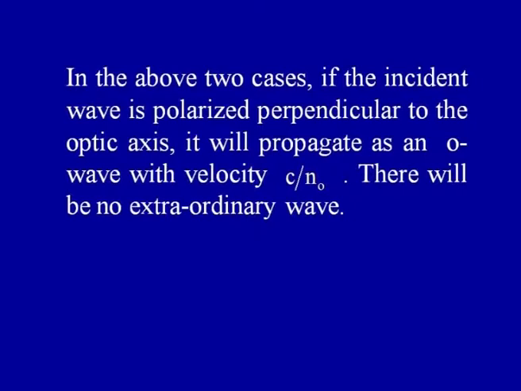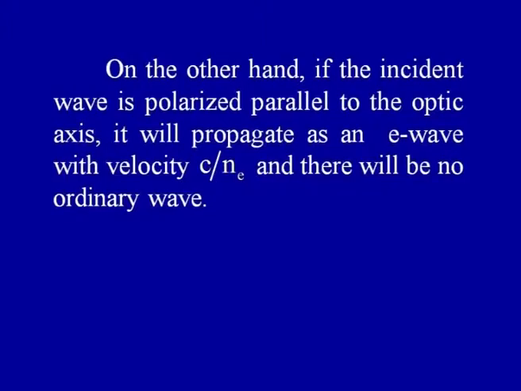In the above two cases, if the incident wave is polarized perpendicular to the optic axis, it will propagate as an ordinary wave with velocity c over n_o, and there will be no extraordinary wave. On the other hand, if the incident wave is polarized parallel to the optic axis, it will propagate as an E wave with velocity c over n_e, and there will be no ordinary wave.